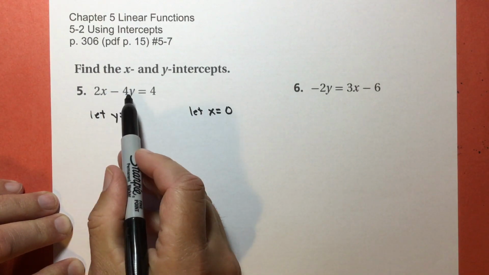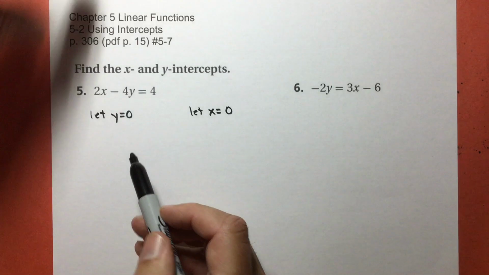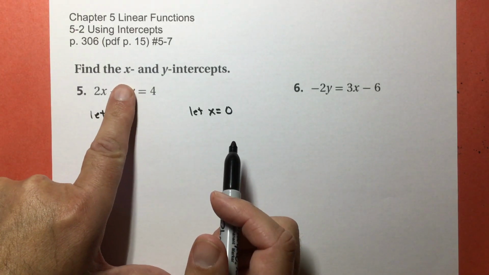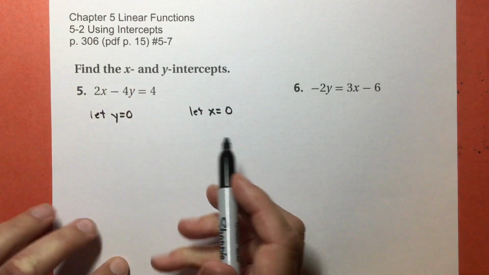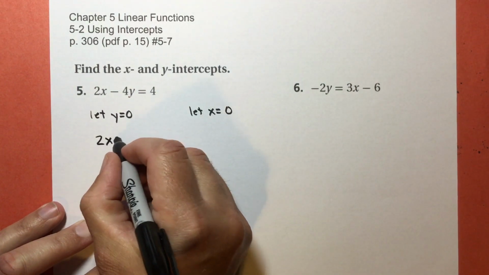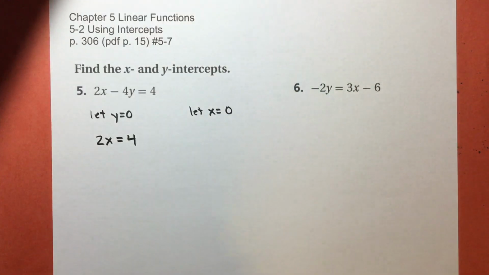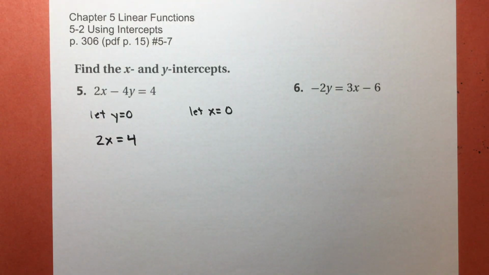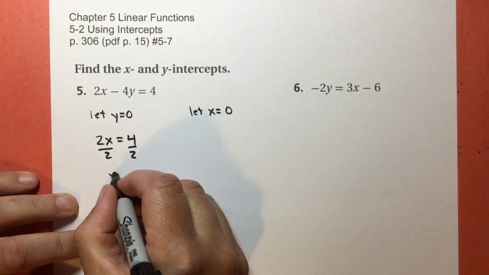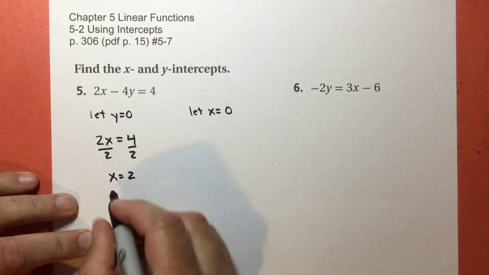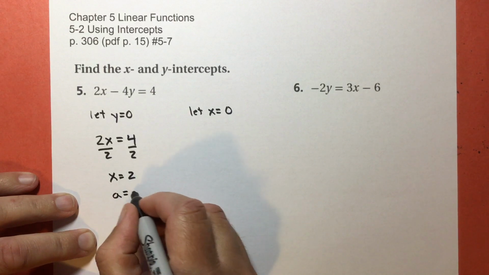So I've got 2x subtract 4y equals 4. If I let the y equal 0, it's going to just remain 2x equals 4. I'm going to divide both sides by 2, and I get x equals 2. So my x-intercept, which is named a, is 2.